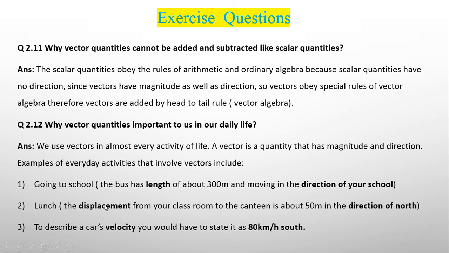Lunch. The displacement from your classroom to the canteen is about 50 meter in the direction of north, so you are talking about displacement, and it is a vector quantity. Third, to describe the car's velocity, you would have to state it as 80 km per hour in the south direction.